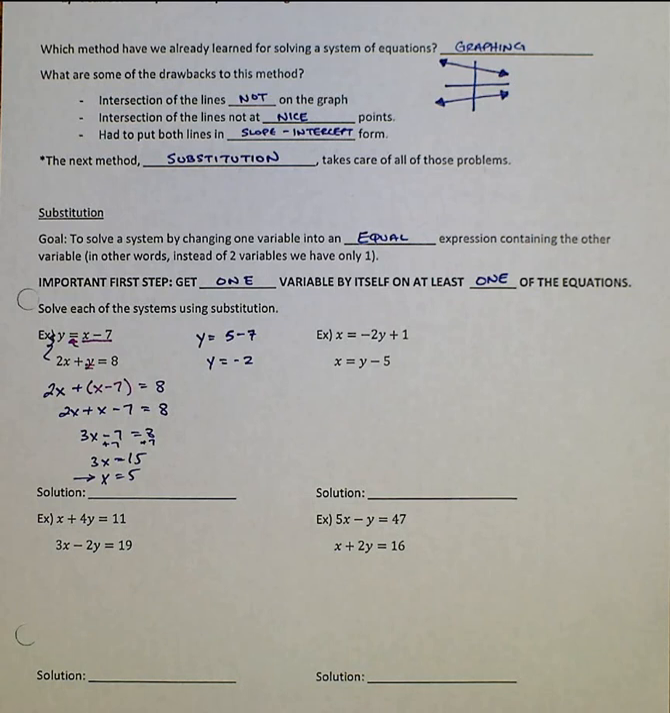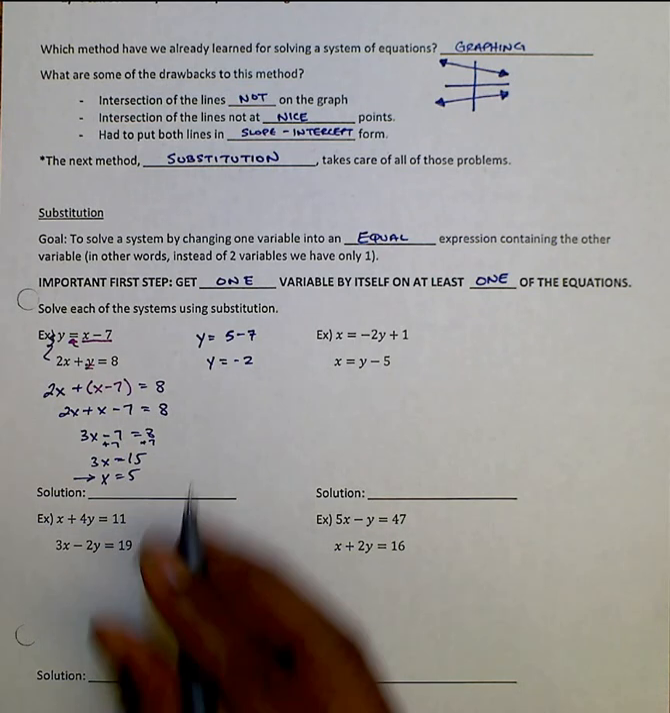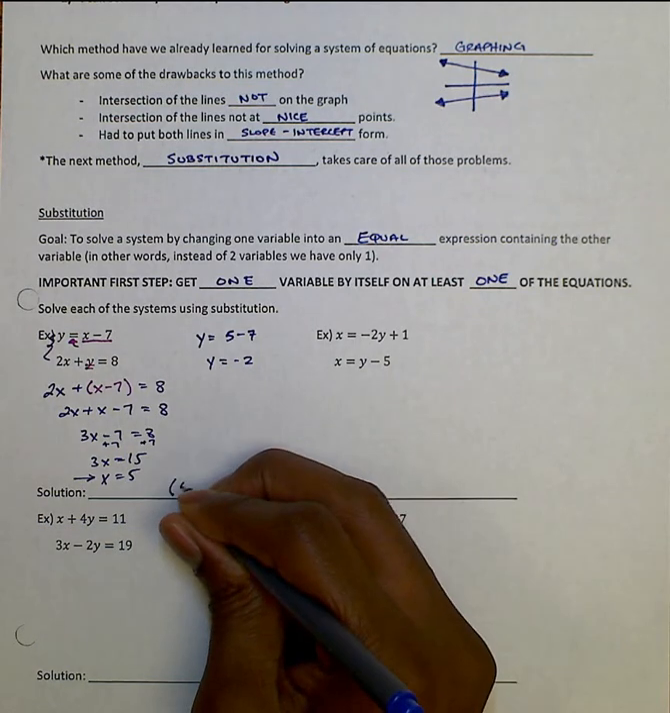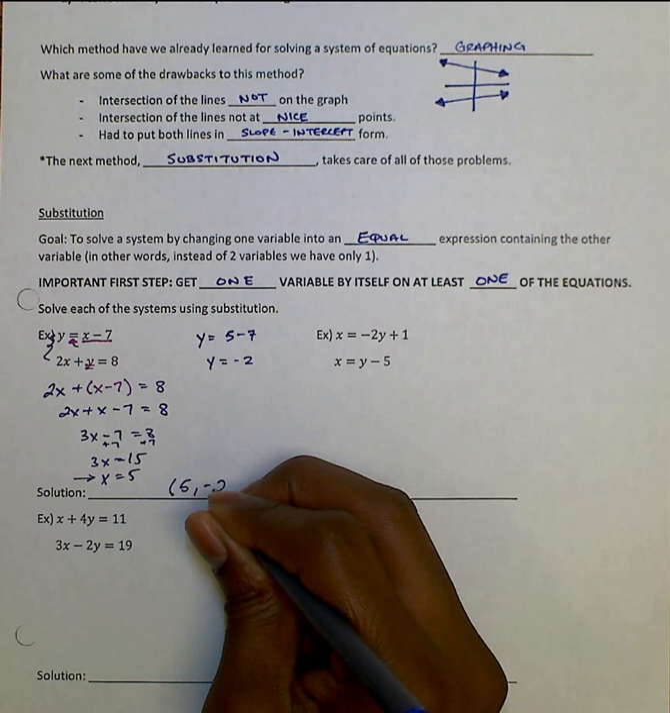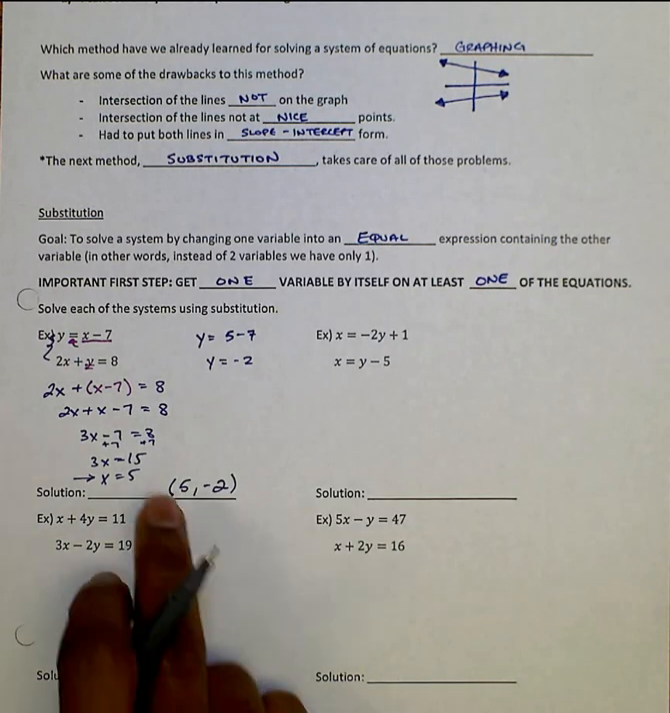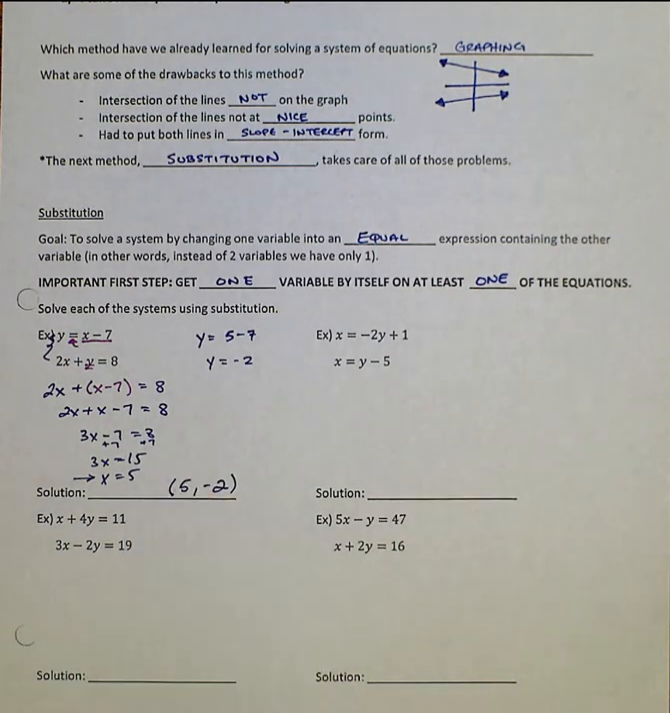All right, now as we solve these systems, remember that we're really solving the same problem in a different way, so our solution should look the same. When we solve by graphing, our solution looks like a coordinate. So when we solve by substitution, our solution will also be a coordinate. Okay, so my solution is (5, -2). My x value is 5, my y value is negative 2.